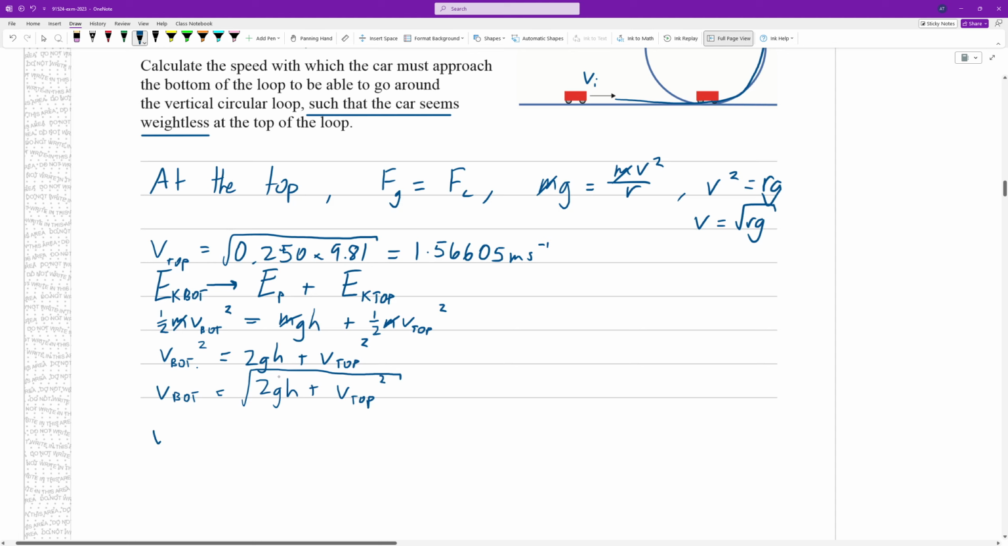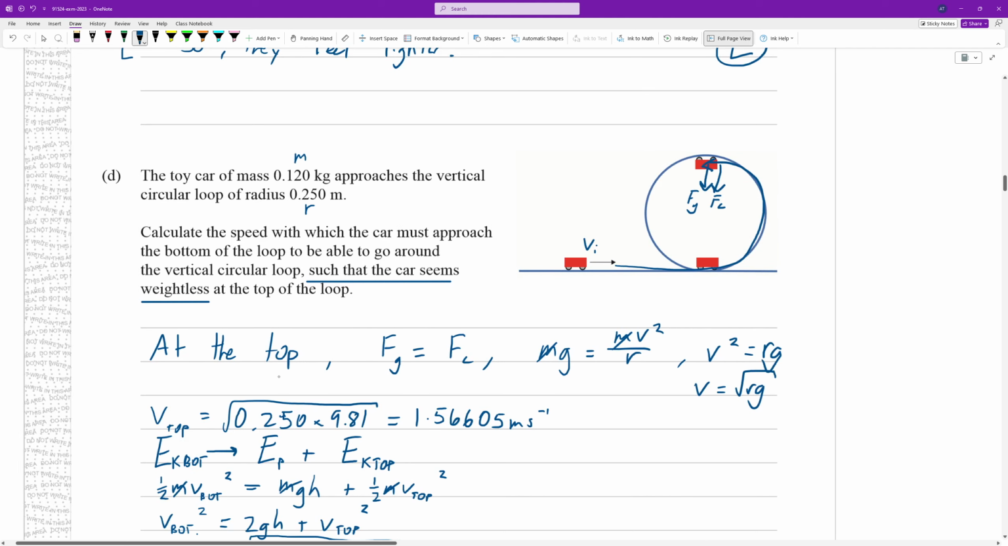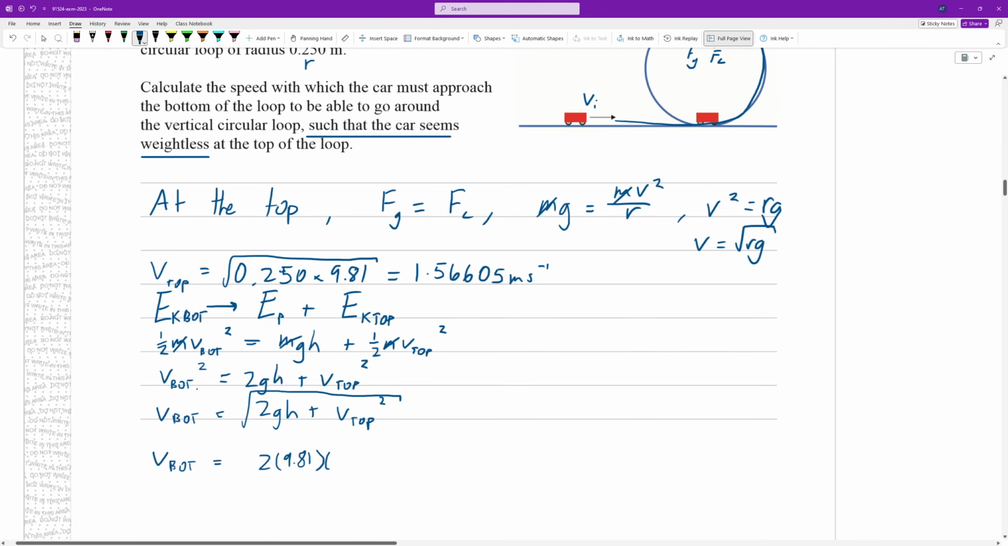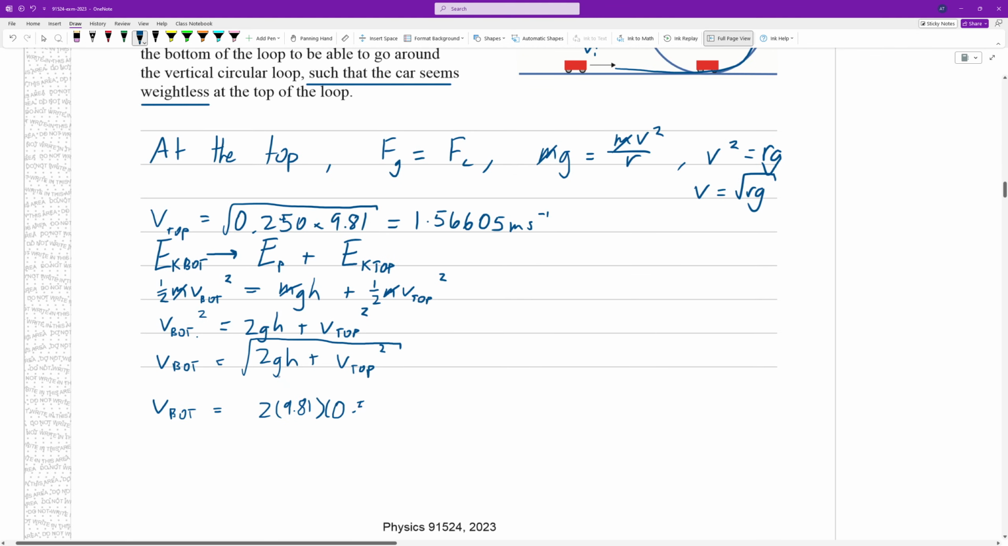And now we can put in the values. So 2 times gravity, 9.81. Height, what would the height be? We know the radius is 0.25. The height would be a full diameter, so it would be twice the radius. So 0.5. 2 times g times h plus the speed at the top, which was 1.566, etc., squared, and all of that is square rooted.